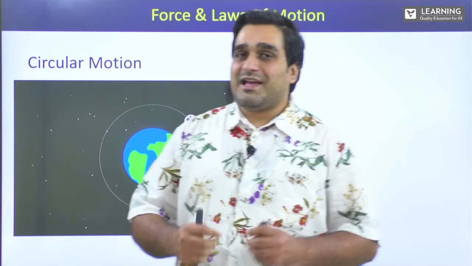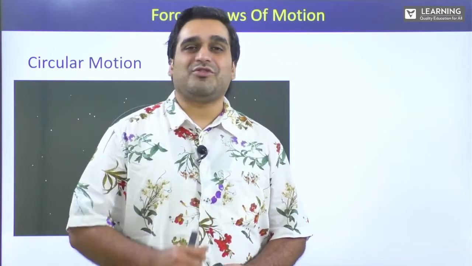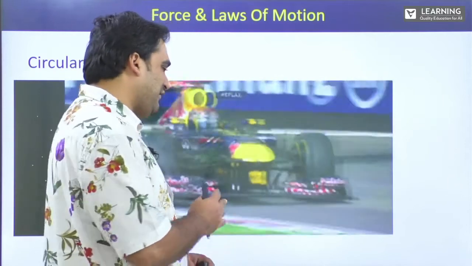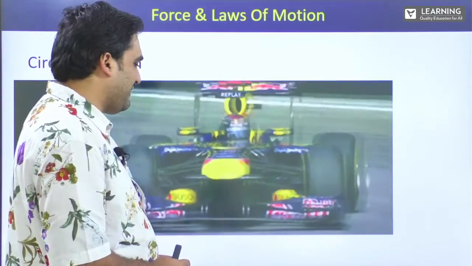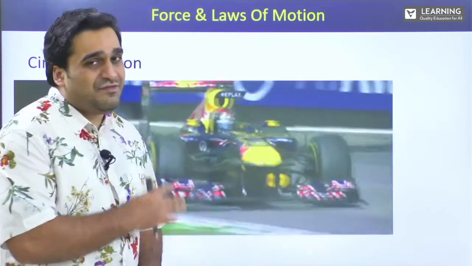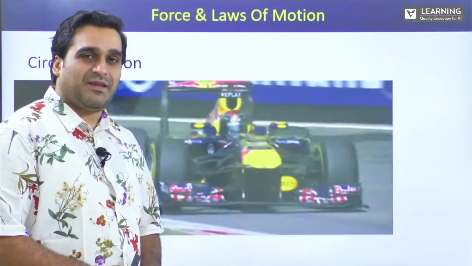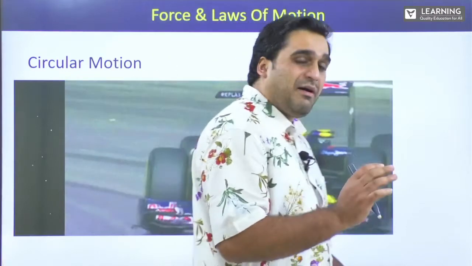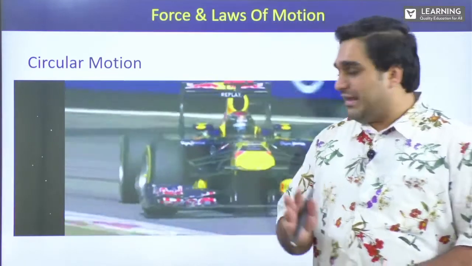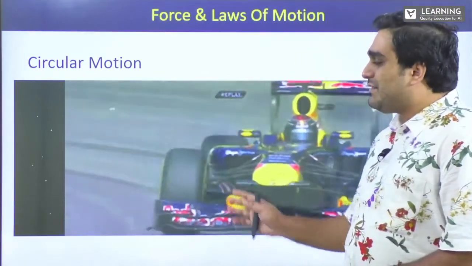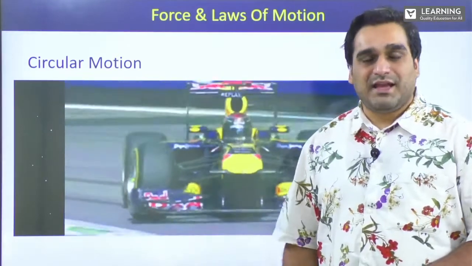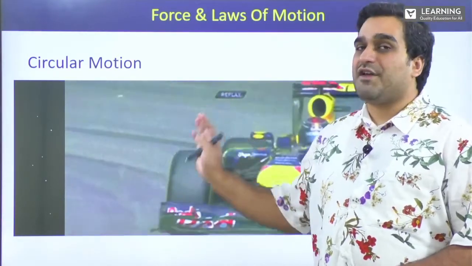Now, another example that is much closer to the earth is my favorite, the F1 car. The drifting of an F1 car along the circular path. What is more fascinating about this drift is that the F1 car sticks to its path and does not get drifted away from its path.